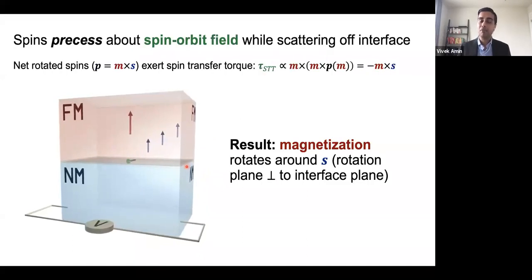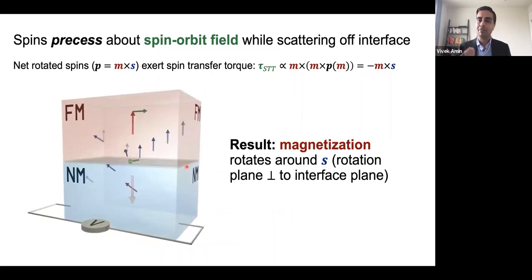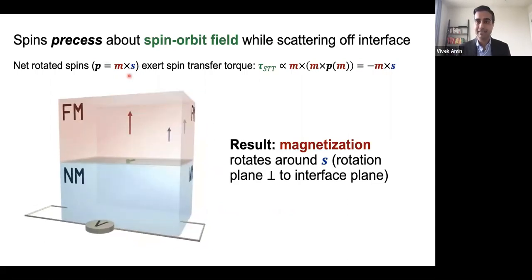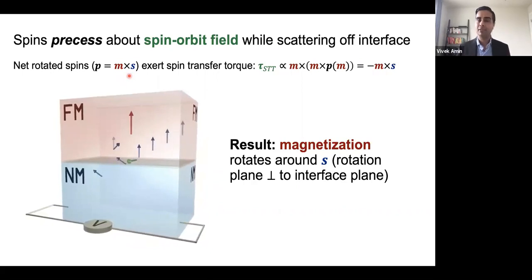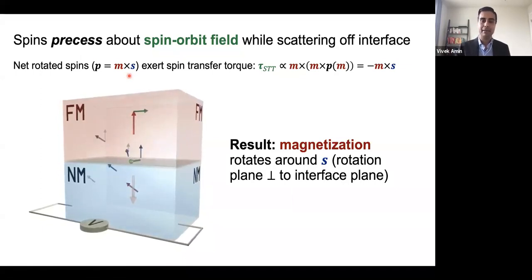Now, as I mentioned before, you can also have this alternate scenario where spins temporarily precess about the spin orbit field while scattering off the interface. And when you sum over all of these different scattering events, the net rotated spins are along this direction, which is partially controlled by the direction of the magnetization, given by m cross z. But otherwise, the same thing happens as before. You have a spin torque which is exerted in the top ferromagnetic layer, and you have a spin current which flows into the bottom non-magnetic layer.